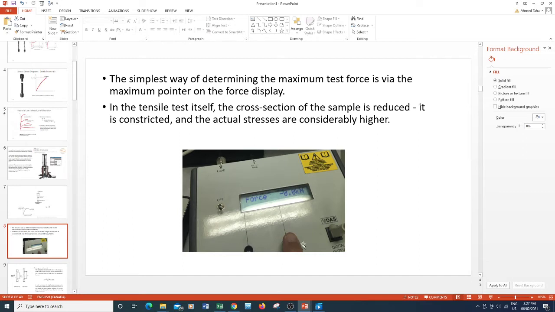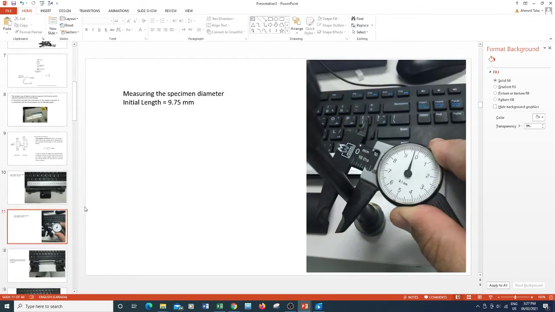Now this is the digital force acquisition, and in this digital force acquisition we measure the force, we see how much force we are applying, and we are zeroing the force.